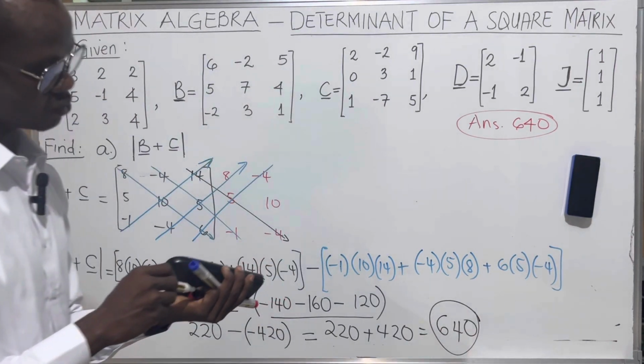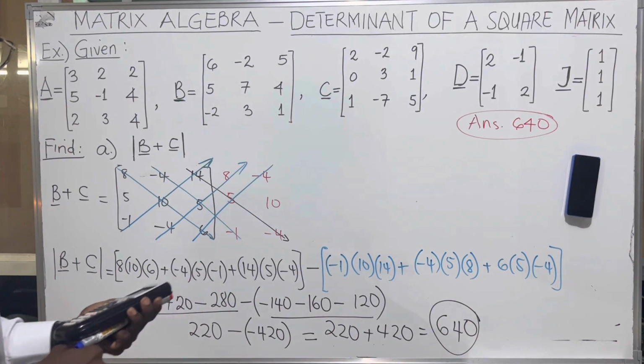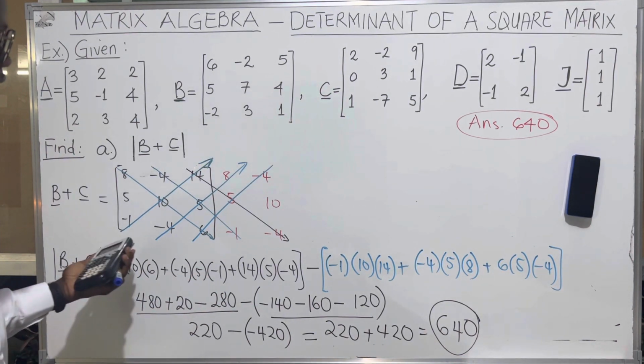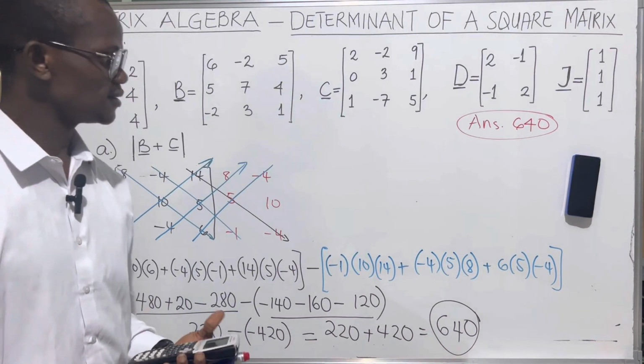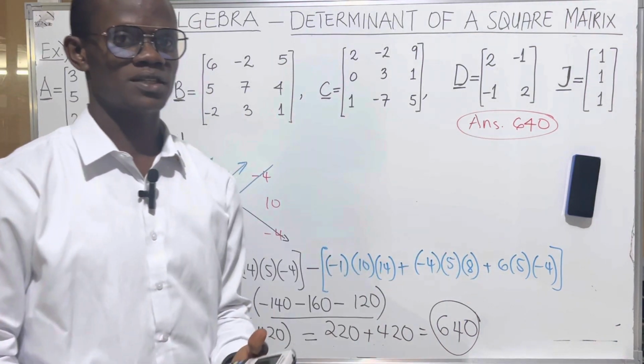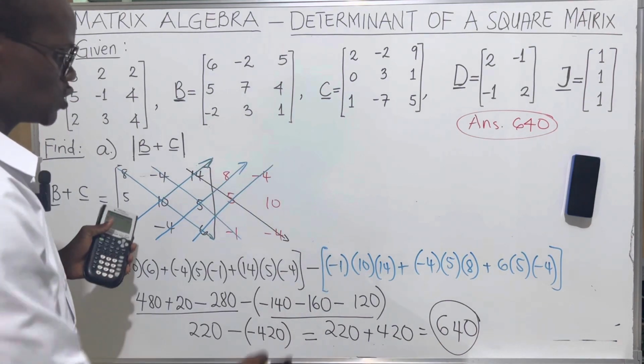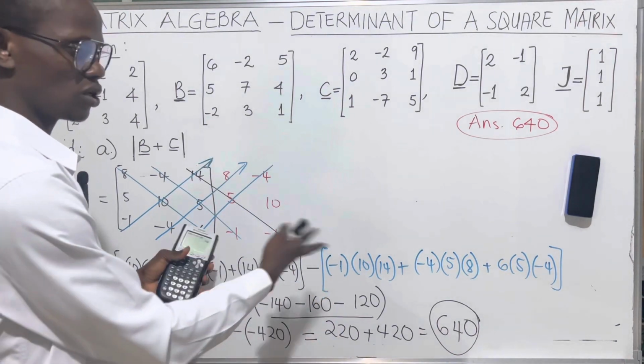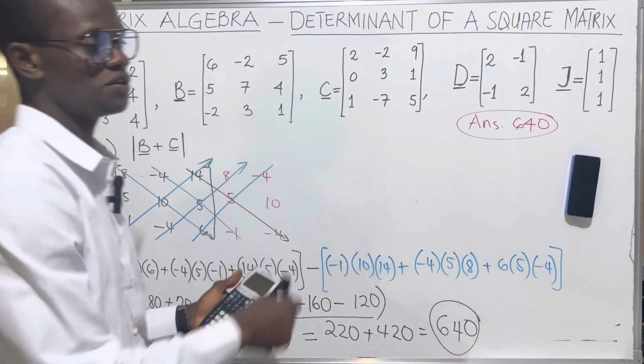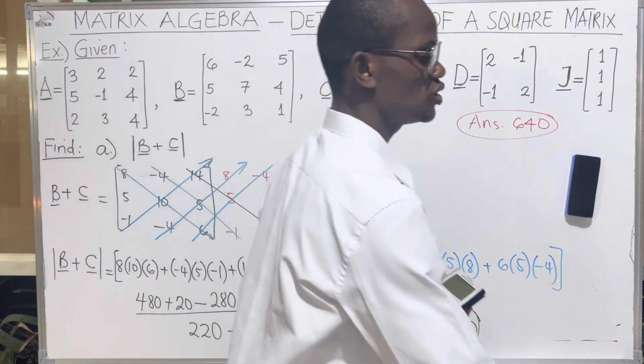So you see, we have the determinant in the second method the same as the determinant in the first method. So you can use either this method, which is almost like a shortcut method, or you can use the previous method we just used in the problem.